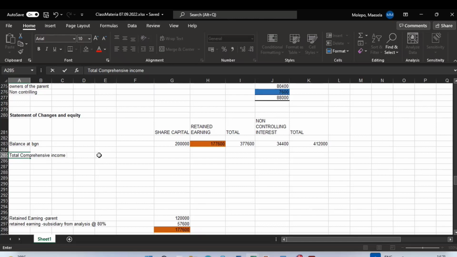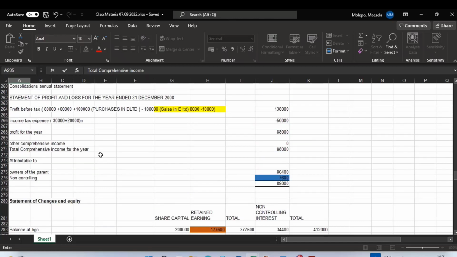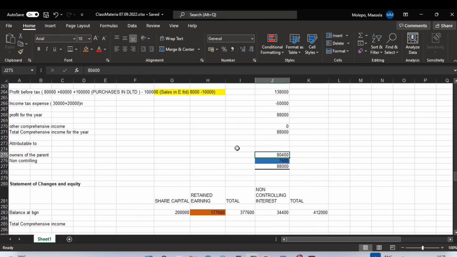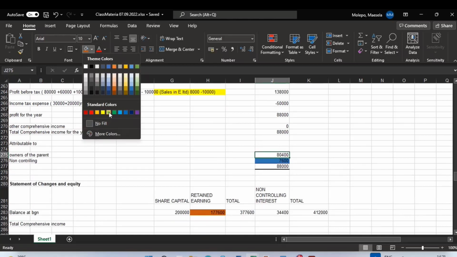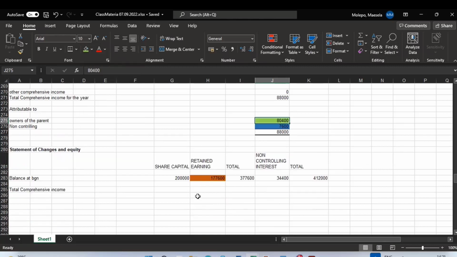Now we have to do the consolidation. It will be the one which you remember. It will be this one. Happy? We are happy, okay? Yes, sir. And then the non-controlling will be the 7.6. So the 7.6 will be the non-controlling part. So when you add the two, they're still going to give you 88.